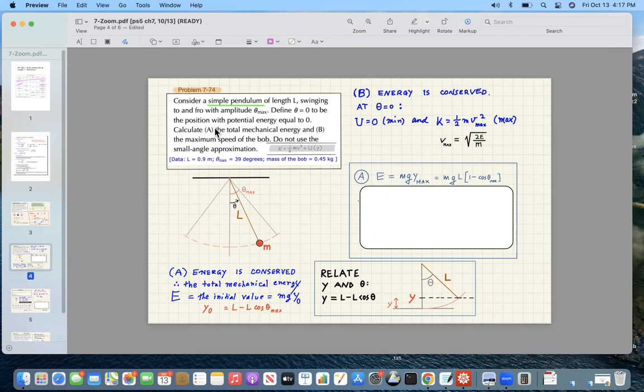Now you're supposed to calculate the energy and the maximum speed. Well, energy is conserved, so you can calculate the energy at any time. The energy will be the same at all times. So we could calculate the energy when the mass is at its highest altitude or highest point, when theta is equal to theta max. Let's call this direction y.